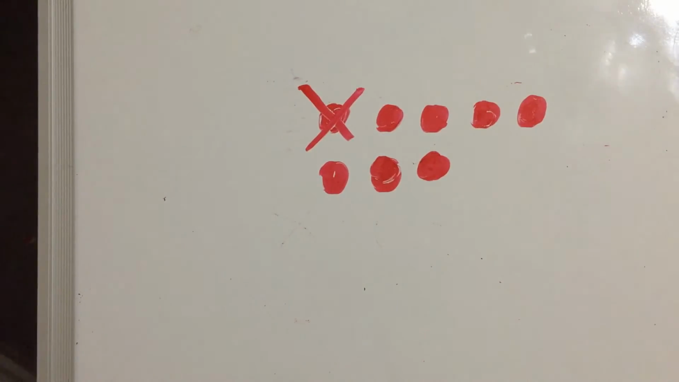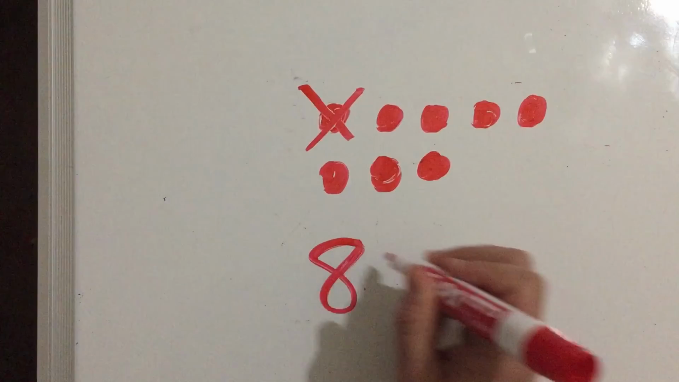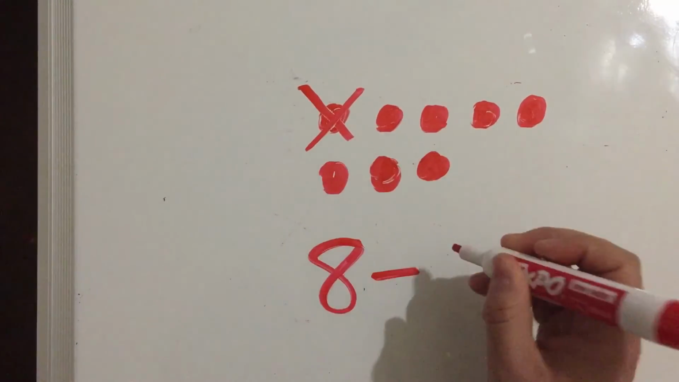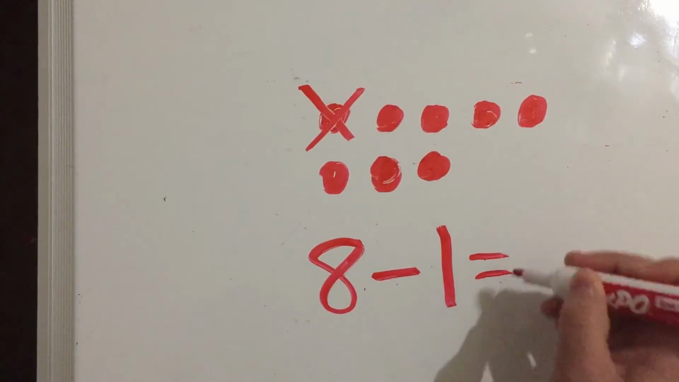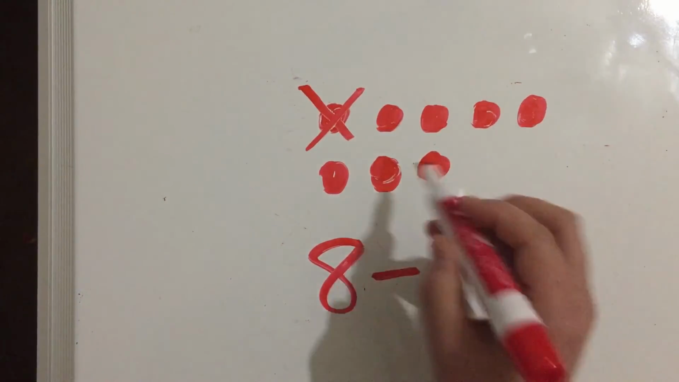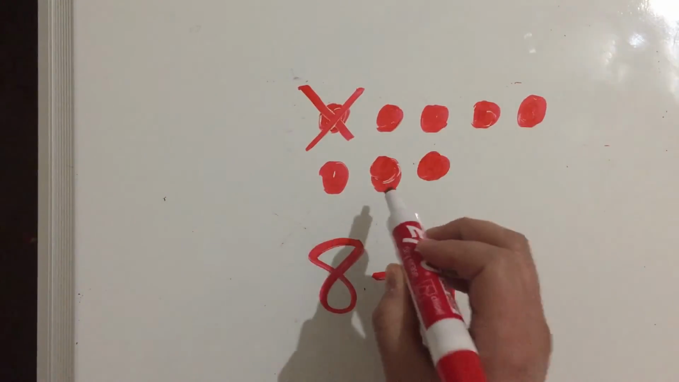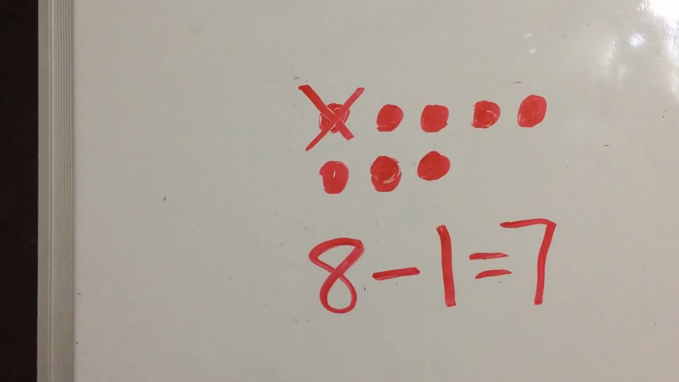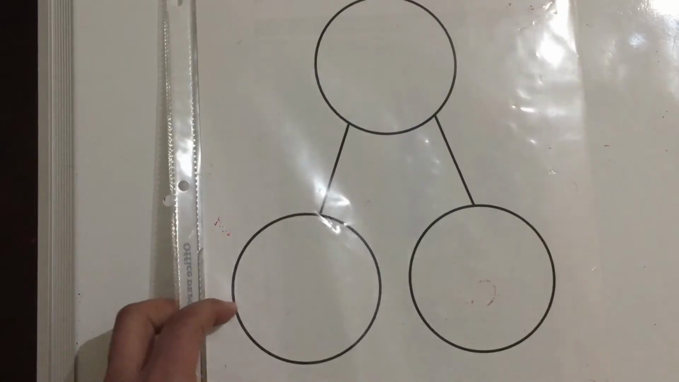So let's do our number sentence. 8 minus 1. 1 was taken away. And we have how many left? We have 7. 1, 2, 3, 4, 5, 6, 7. Great work. All right, let's go to our number bond.